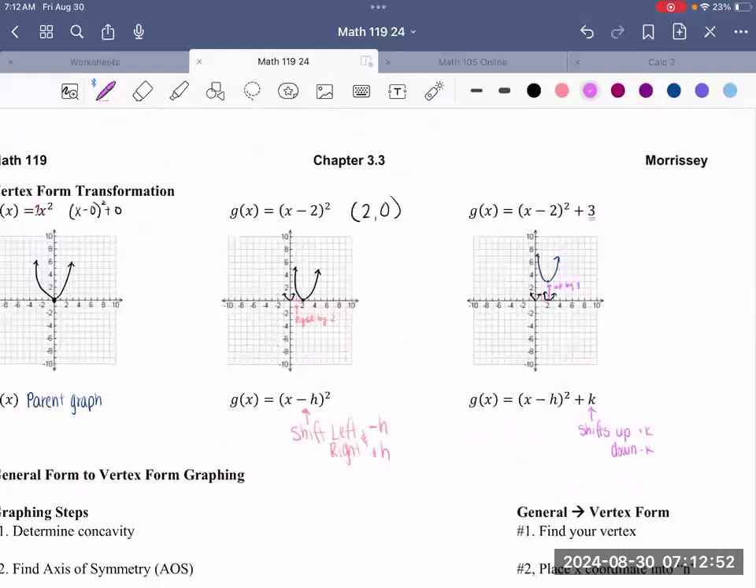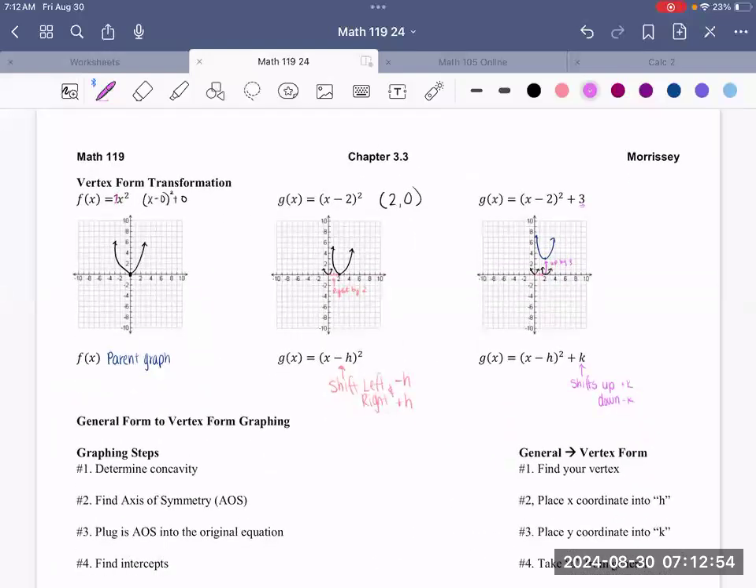Now we're going to talk all about these transformations when it comes to your next chapter. So 4.1, we'll talk all about transformations and why they appear this way. So just think about your vertex for now is that on the inside, it's going to shift left or right. And on the outside, it's going to shift up or down.